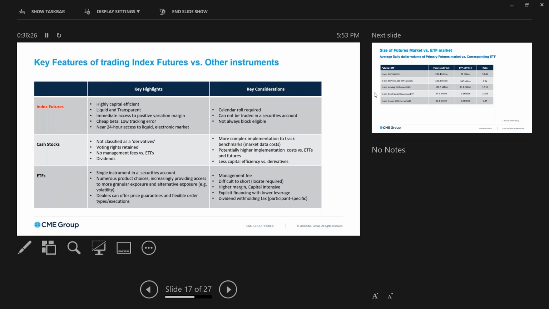It also offers cheap beta. Beta is a measure of volatility, and the index represents a beta of one. So if you trade index futures, you will always be following the beta. You don't need to worry about underperforming compared to the index.